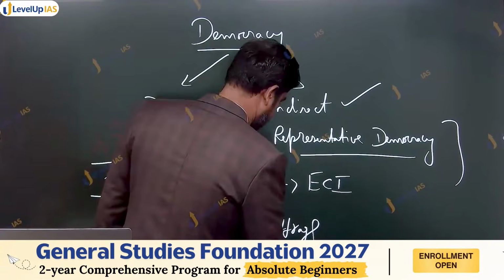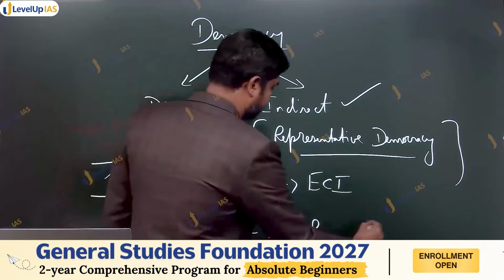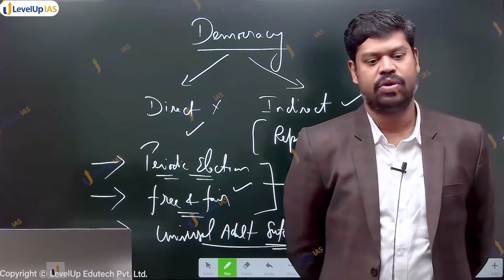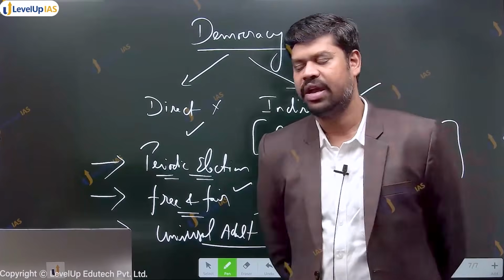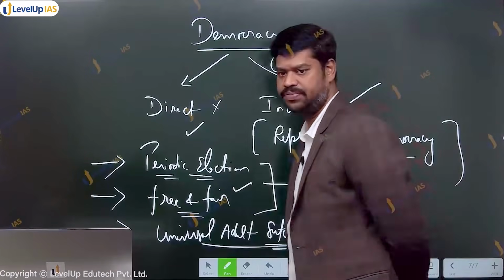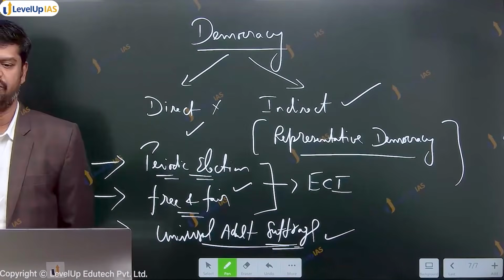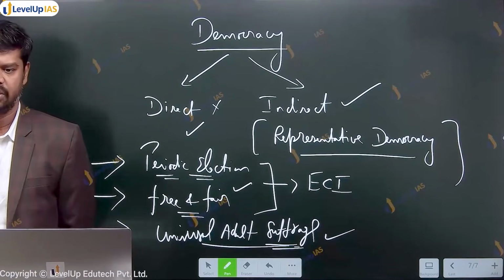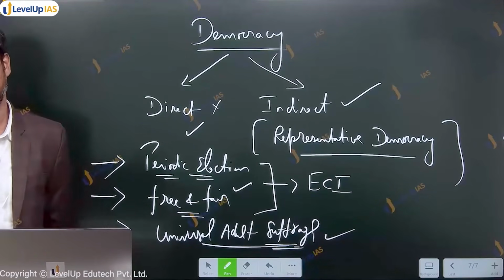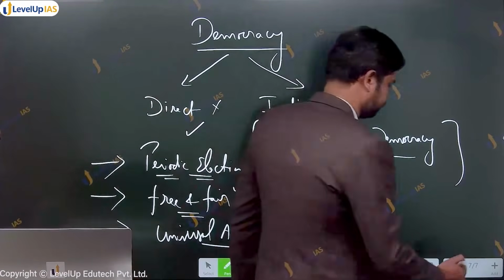So, universal adult suffrage is again an important feature. Periodic elections, free and fair elections, universal adult suffrage: these are some of the essentials to consider a particular country a democracy. Now, do you think that we have all these features in our constitution? Yes. Does the constitution provide for periodic election? Does it provide for free and fair election? Yes, and that's why they have given us the Election Commission of India. And finally, you have universal adult suffrage. So these are some of the important features of democracy.